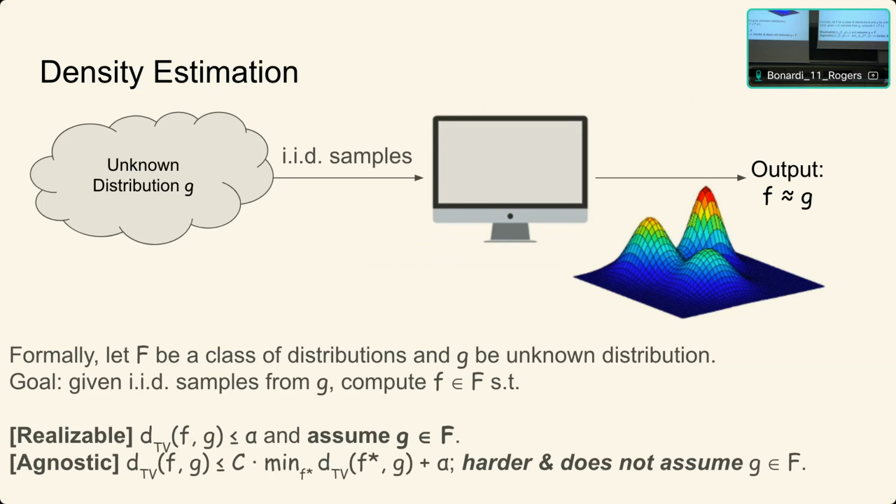And so given IID samples from G, we want to output a distribution that is within that class, satisfying one of two conditions. The easier condition is what's known as the realizable case, where we do assume that the unknown distribution is also part of that class. And here we want to get as close to it as possible, so within, say, total variation distance alpha. And the harder case that we're going to look at for this talk is known as the agnostic setting. Here we don't assume the distribution G is actually in that class. And so instead of getting within alpha, we're going to try to get within a constant factor of the best distribution, and then also add some alpha slack just in case it turns out to be very small.